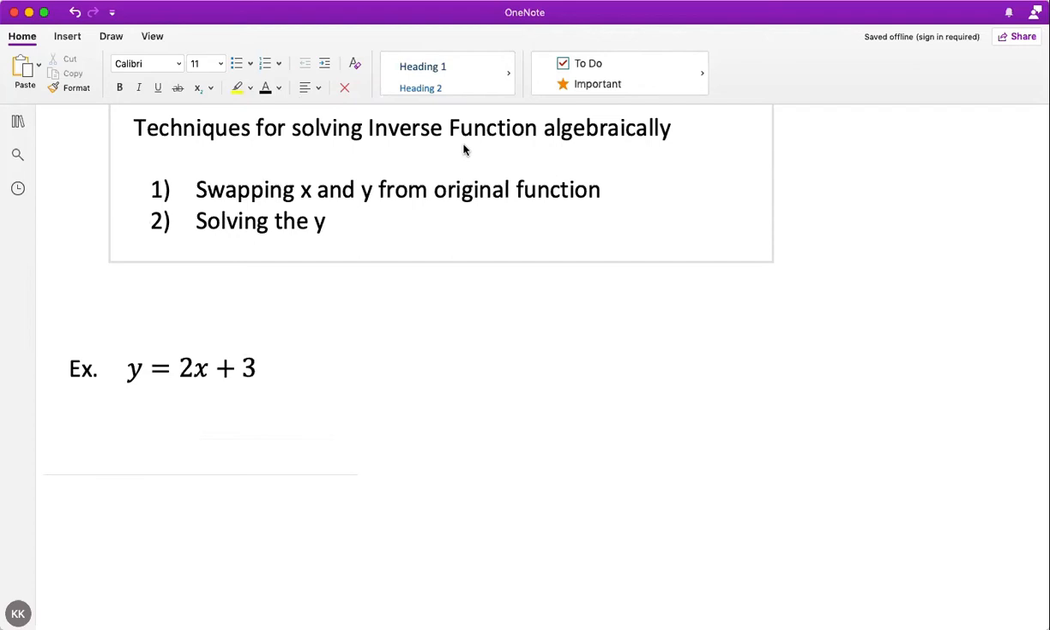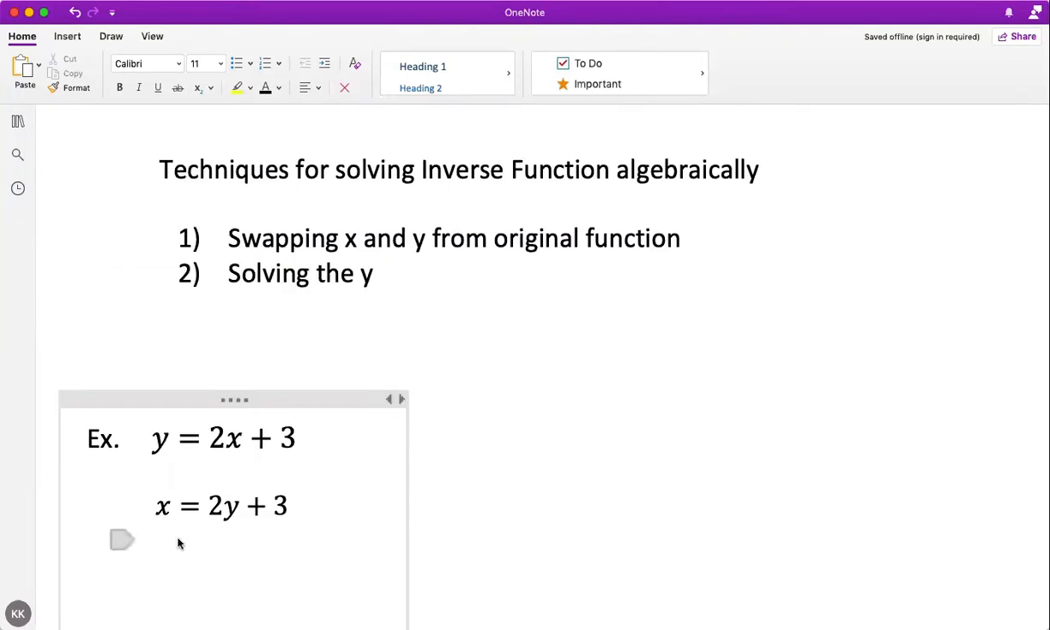As always, I want to swap the position of x and y from the original function. So assume that this is my original function, and the first thing I need to do is to swap the x and y. So let's do this first. x equals 2y plus 3 after I switch the position of x and y. The second step is to solve for y.